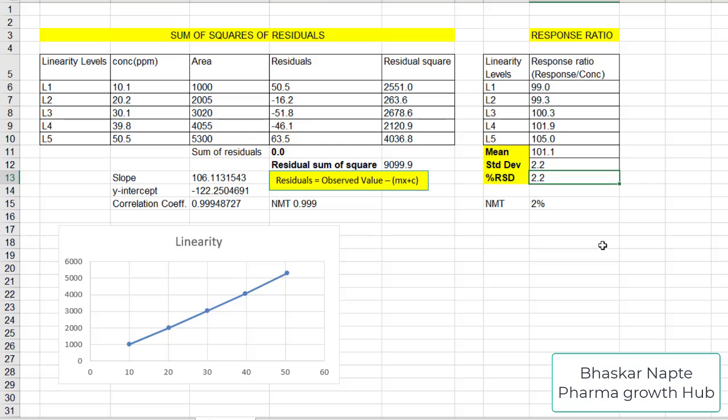Now, there could be a reason that we have considered only 5 linearity levels over here, whereas in the precision study, you have conducted 6 measurements. But it's a good idea to also consider response ratio as an additional parameter to make sure that your method meets the linearity requirement.